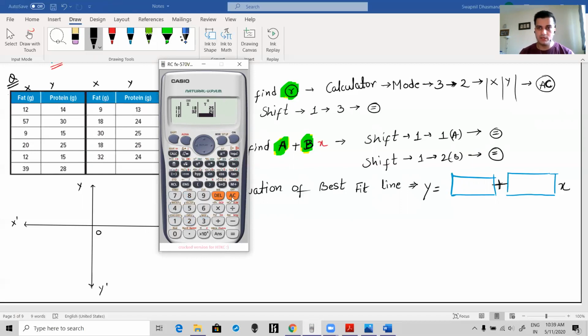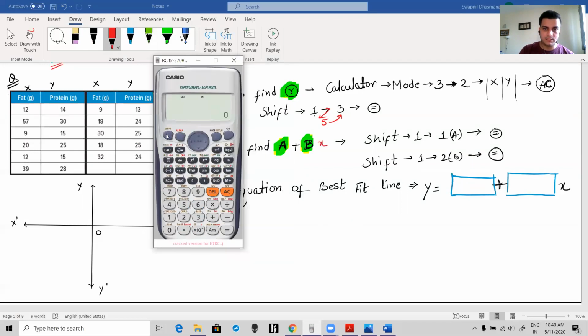Now after putting in all the values, you press AC. Now I will press shift. You can see stats 1, regression 5, R 3 and then equals. I'm getting a math error because probably I closed my calculator and it bounced back. So let me put in all the values again.